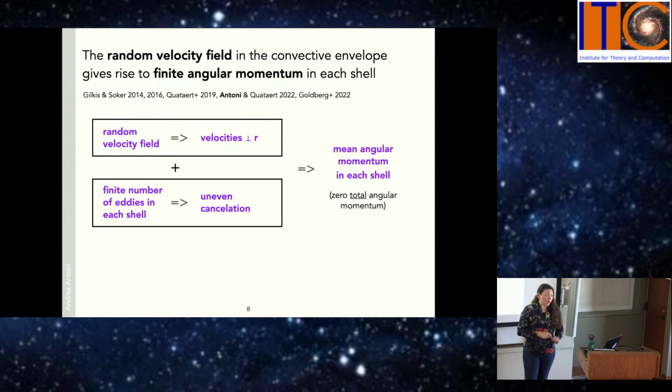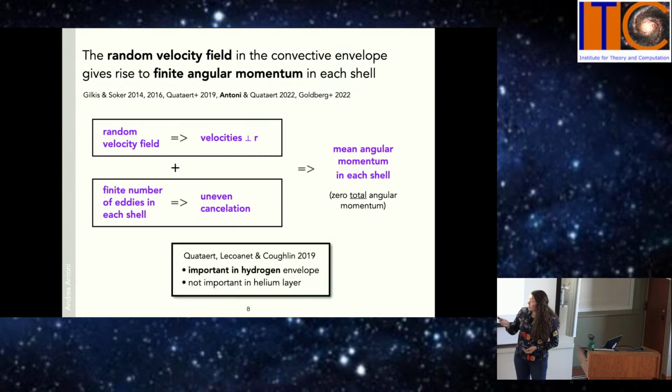Okay, so now I can't explain this paper, but I want to just take forward a result that Quataert, Lecoanet, and Coughlin showed using some simulations of 1 scale height of the convective motion in a star, that this effect is really only important in the hydrogen envelope.